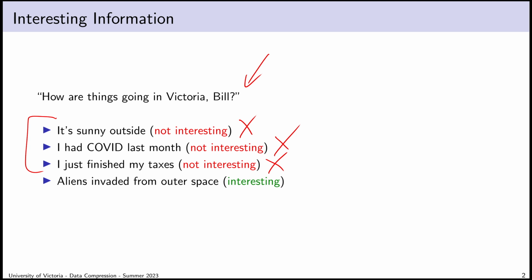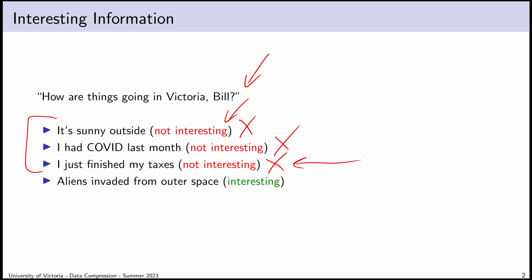It's because these are things that somebody listening to me probably could predict to a reasonable extent. That is, they probably know it's sunny outside because it's April. Although they can't necessarily guess that I had COVID last month, it's not too surprising because a lot of people have had COVID lately. And the fact that I just finished my taxes, well, that's not surprising at all because everybody does their taxes in April in Canada, and I think also in the United States.